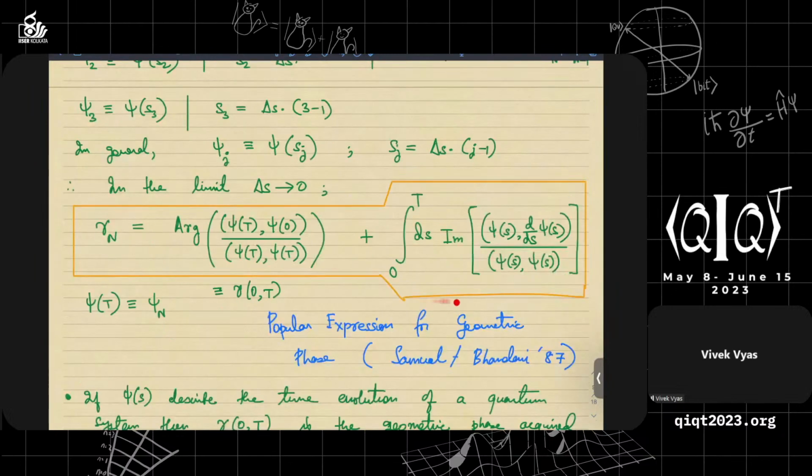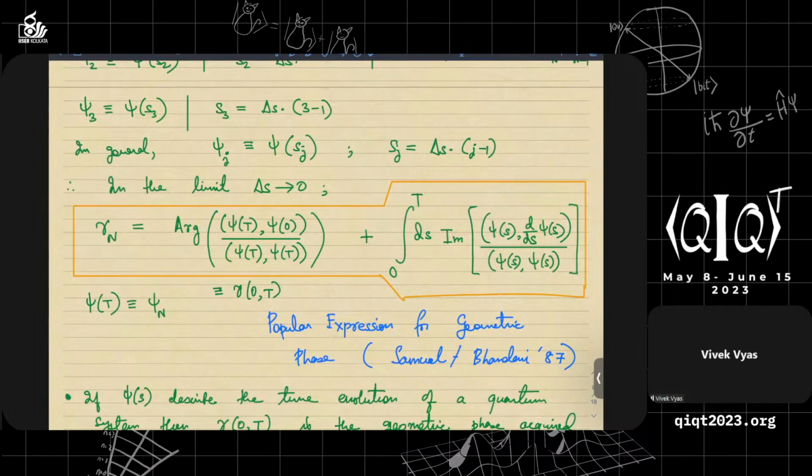So you have one term, which is the argument of the inner product of psi at t with psi 0, divided by the square norm of psi of t, plus an integral from 0 to capital T. The integral is that of the imaginary part of this quantity, which is essentially the inner product of psi and the derivative of psi, how psi and its rate of change, divided by the square norm of psi.